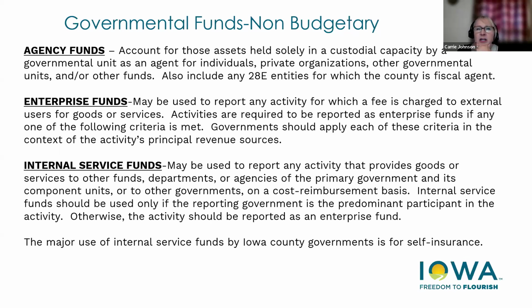Enterprise funds, we talked about that already. It's a business type activity. Internal services fund, the best example is self-insurance. And if you're not aware of whether or not your county is self-insured, you might want to dig into that a little bit. It's a narrow circumstance, but if you don't know whether or not your county has an internal service fund, you'd want to do some investigating.